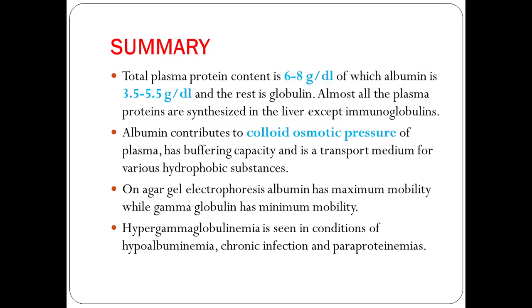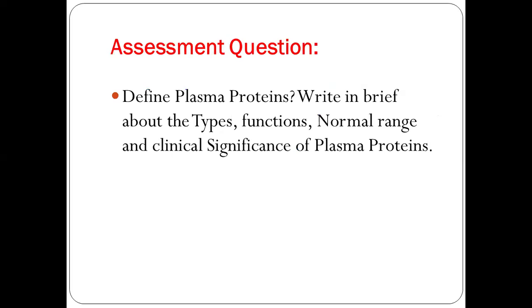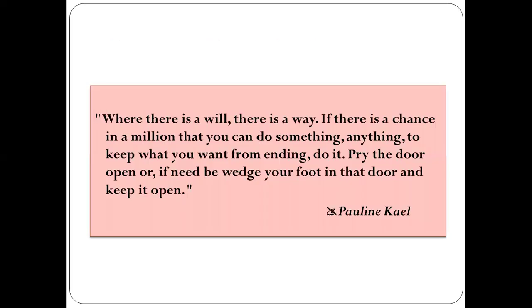Hypergammaglobulinemia is seen in conditions of hypoalbuminemia, chronic infections, and paraproteinemia. And this is the important question you'll get in your examinations: Define plasma proteins, write in brief about the types, functions, normal range, and clinical significance of plasma proteins.